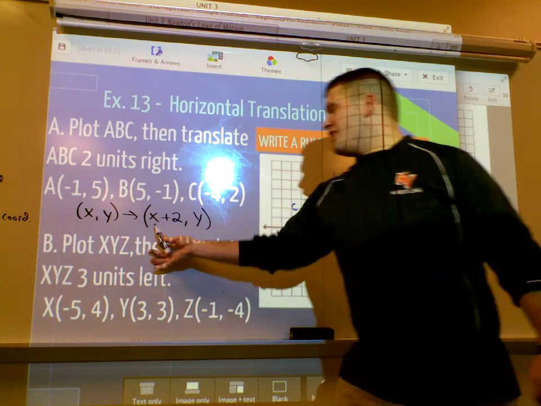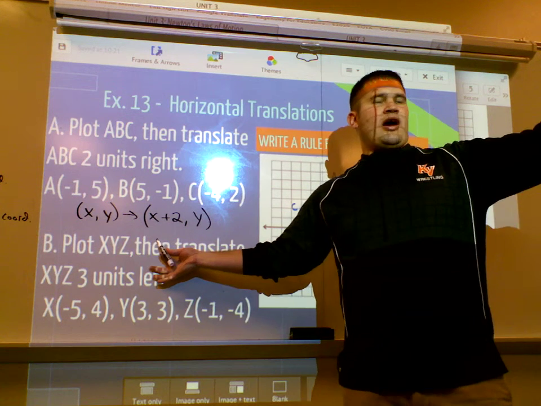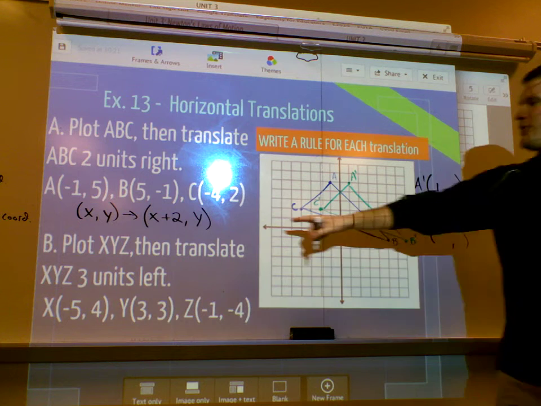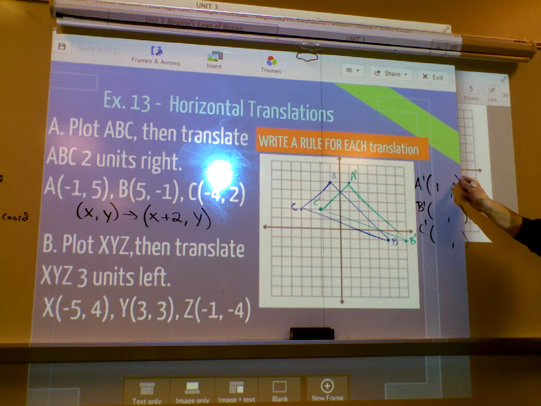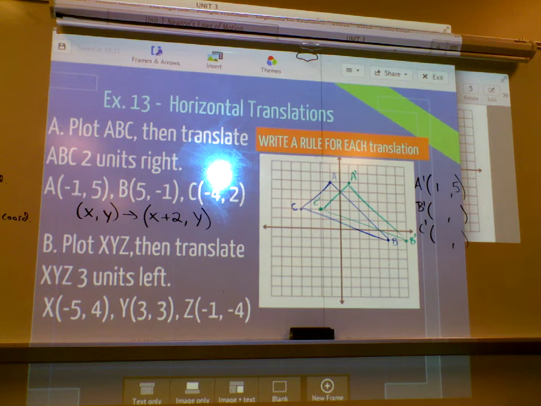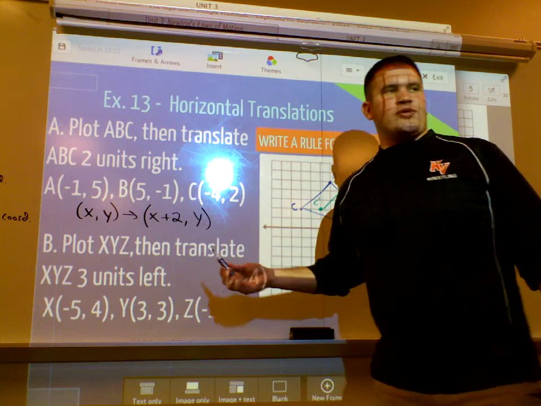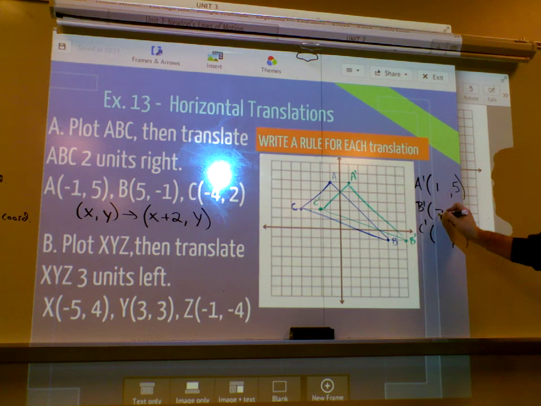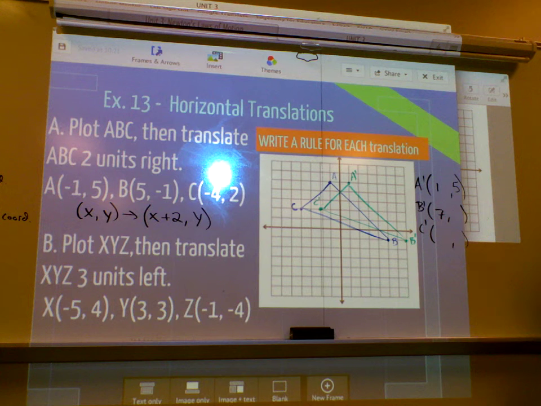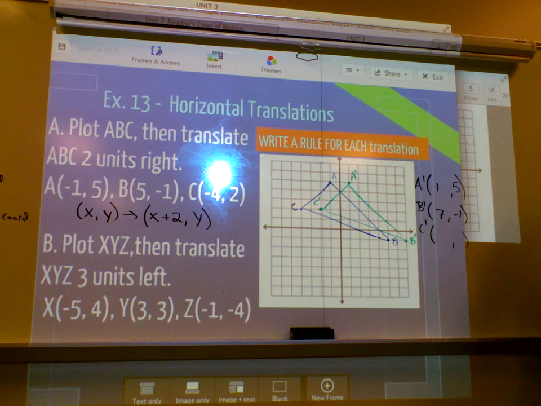Yeah. So I do negative 1 plus 2. What's negative 1 plus 2? 1. Did I change my y coordinate? No, so it's 1, 5. And if I look, A is at 1, 1, 2, 3, 4, 5. Exactly the right spot. Or I take my B. X is 5, right? 5 plus 2 is 7. Right? Do I do anything to my y's? No. So B is at 7, 1, 2, 3, 4, 5, 6, 7. It's at 7, negative 1. Worked out.